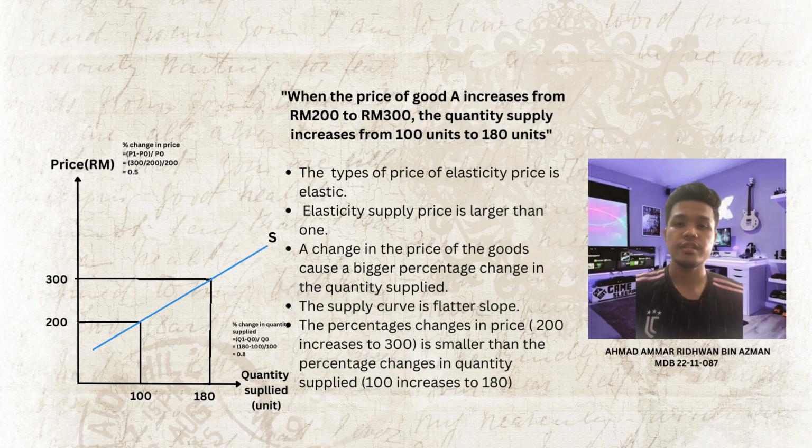For the second information, the type of price elasticity of supply is elastic. The price elasticity of supply for elastic is higher than 1. For elastic, a change in price causes a bigger percentage change in the quantity supplied. For example, as we can relate to the question, the percentage change in price from RM200 to 300 is smaller than the percentage change in quantity supplied, 100 to 180. For the supply curve in the elastic case, it has a flatter slope.